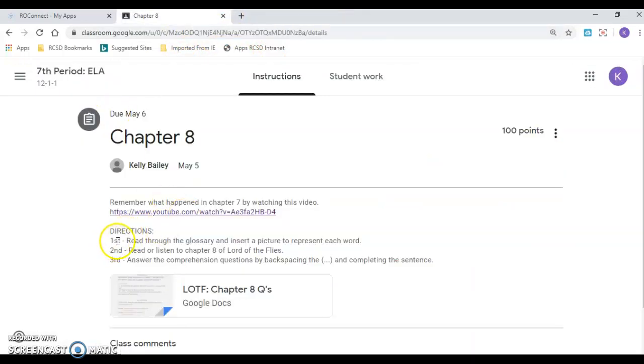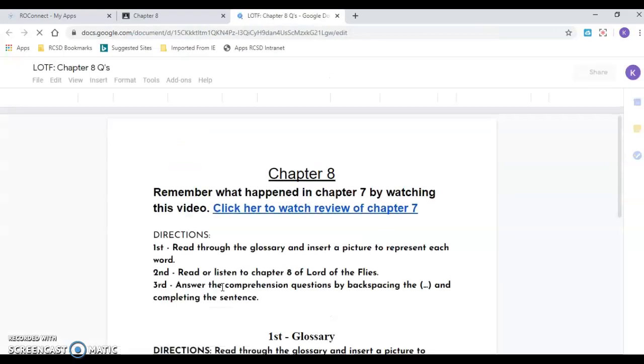And then first, read through the glossary and insert a picture to represent each word. Second, read or listen to Chapter 8 of Lord of the Flies. Third, answer the comprehension questions by backspacing the blanks and completing the sentence. All right, let's open up the Google Doc and get started.